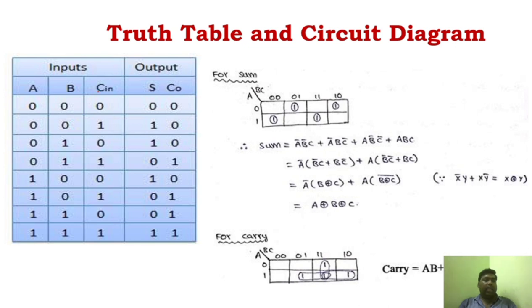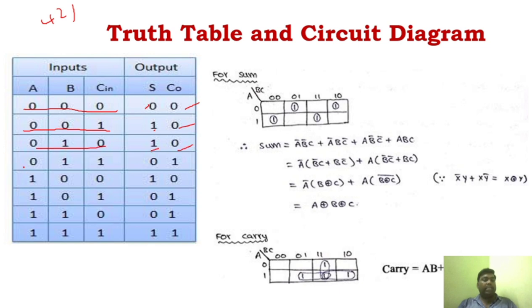You can see here, since there are 3 inputs, I am writing 000, 001, in the 4-to-1 method, then 010, 011, 100, 101, 110, 111, correct? And what is sum? You have to add all these 3 bits. For 000 it is 0, so there is no carry. And here, if you add all 3, you will get 1, so no carry, 0. And if you add these 3, you will get 1 and no carry.